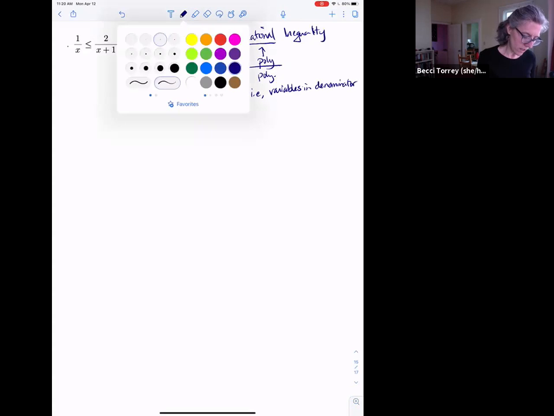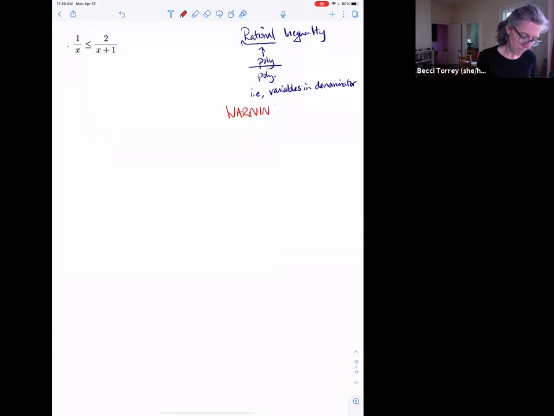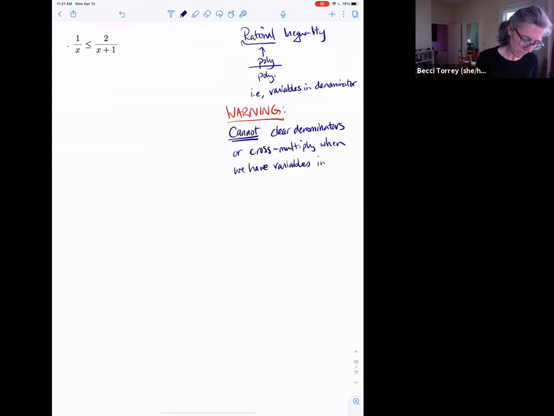And as a huge warning, we cannot clear denominators or cross multiply, which is the same thing, when we have variables in the denominators for inequalities. So this is something that's very different from the equation situation.